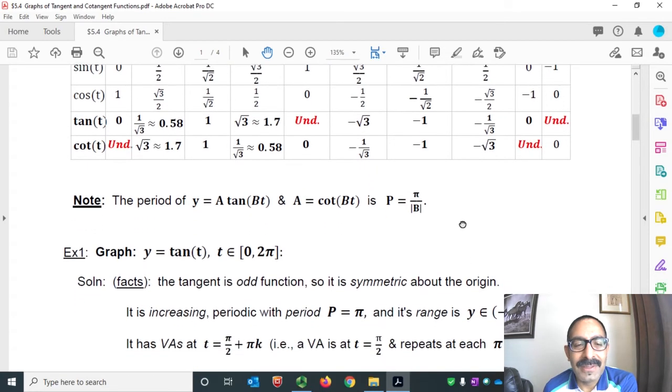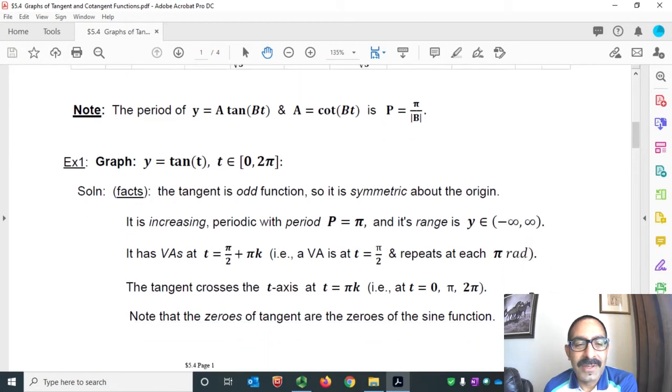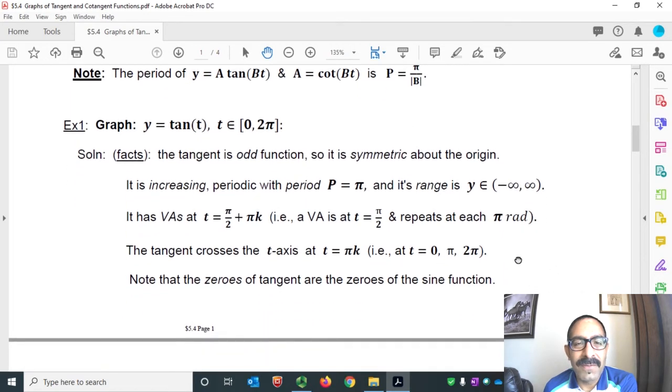So now let's graph tangent t between 0 to 2 pi. So let's begin the solution. Some facts I put together here. The tangent function is an odd function, so it is symmetric about the origin. The tangent function is increasing. It has period pi and its range is the whole real line.